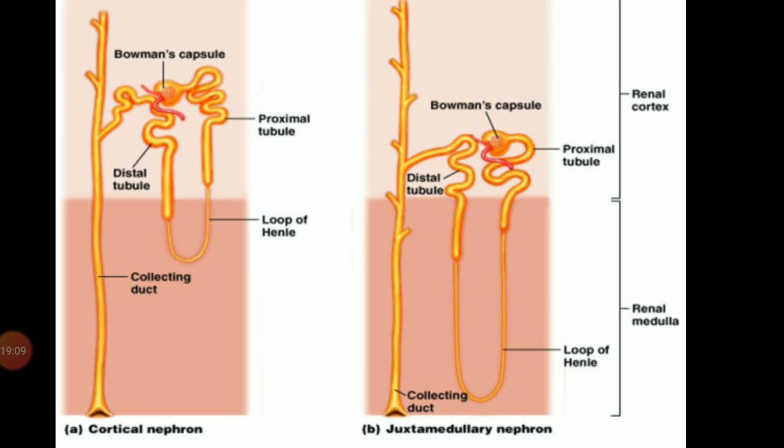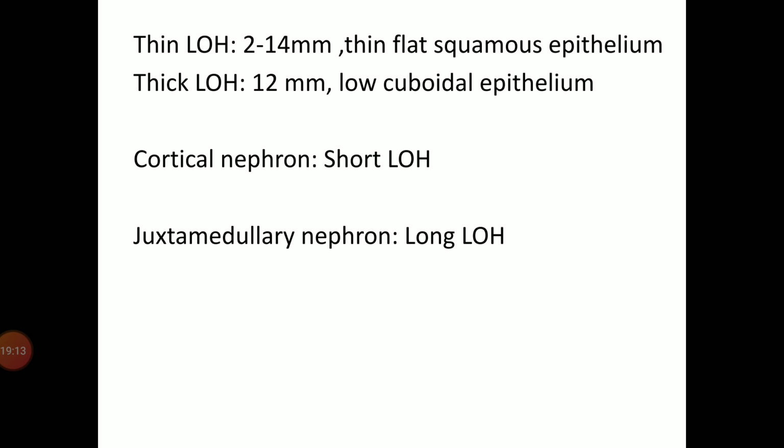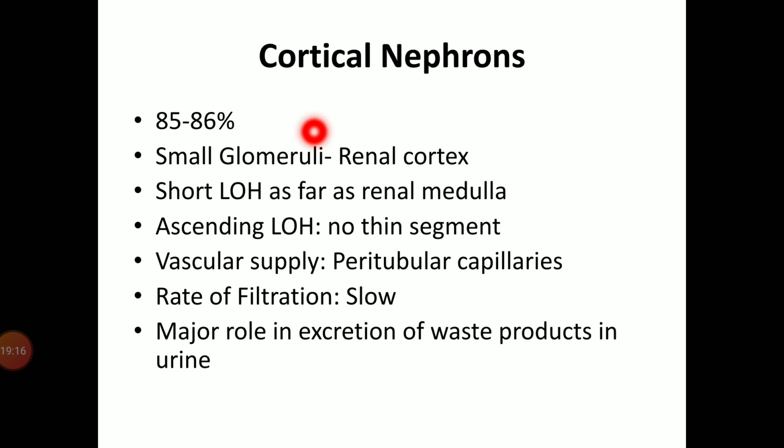So 85 to 86% of the nephrons present in our kidney are cortical nephrons, and they have small glomeruli, and obviously a short loop of Henle. The loop of Henle is shorter because there is no thin segment of the ascending loop of Henle. These cortical nephrons are supplied by the peritubular capillaries, which are a division of the efferent arteriole.